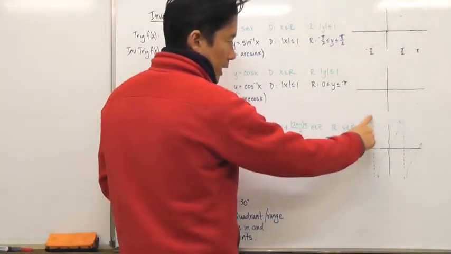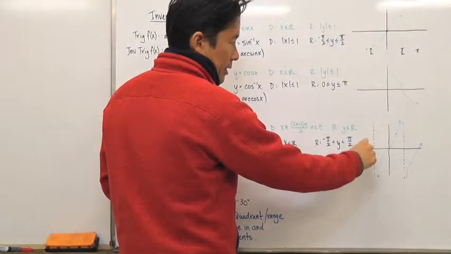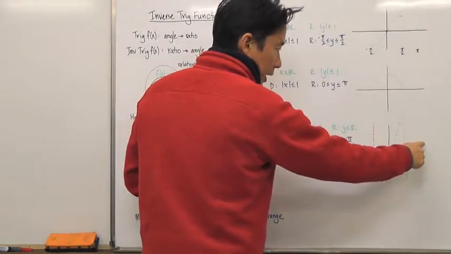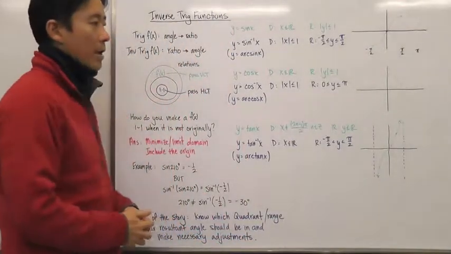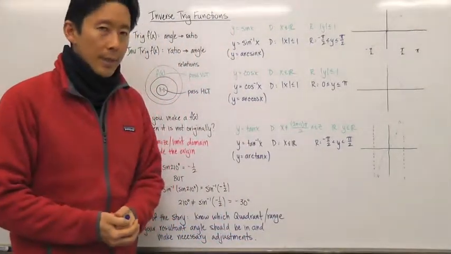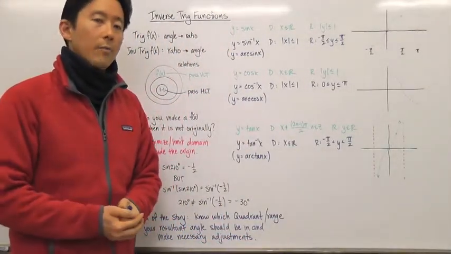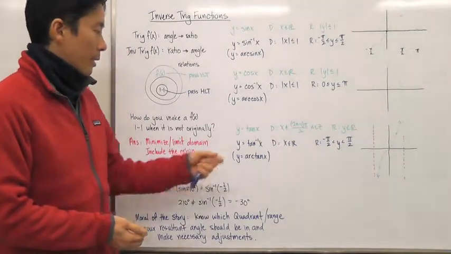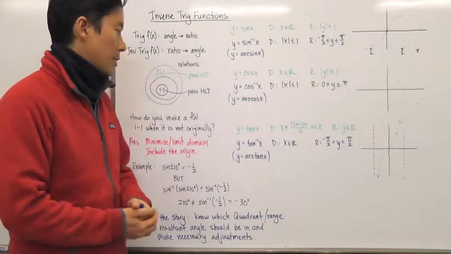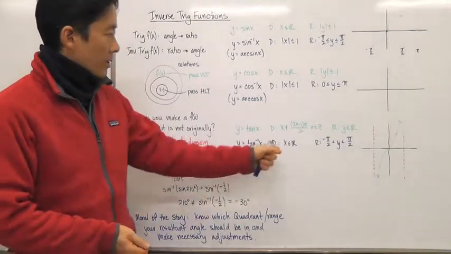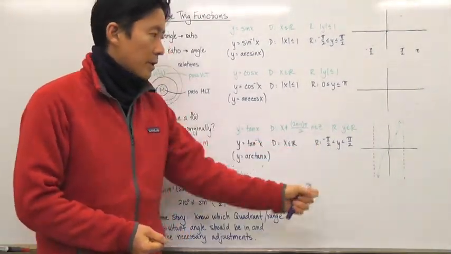So again, if we eliminate all of these other branches that follow, and all of these other branches that follow, and we reflect that particular branch about the line y equals x, we will be able to come up with y equals the inverse tangent of x, or the arc tan of x. Here's the domain and here's the range.